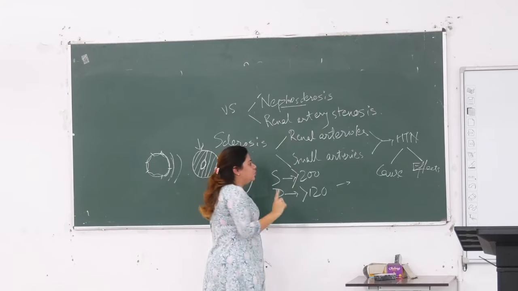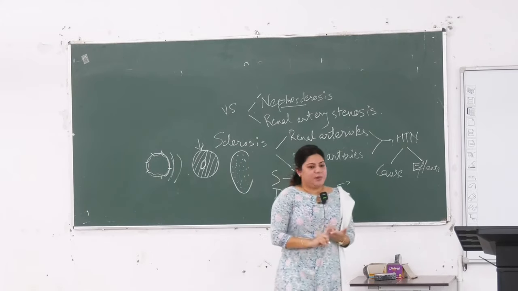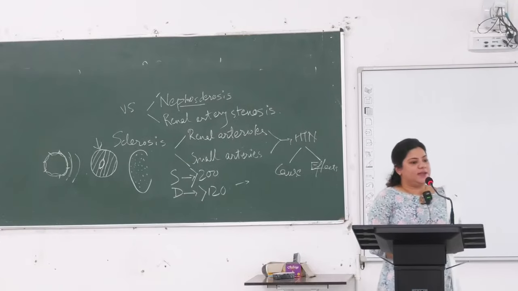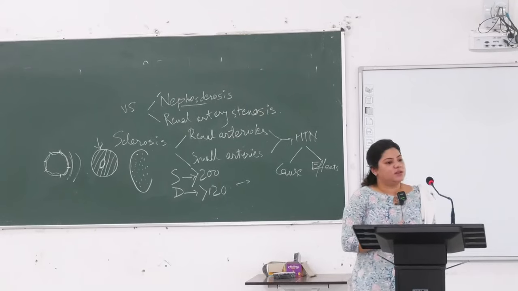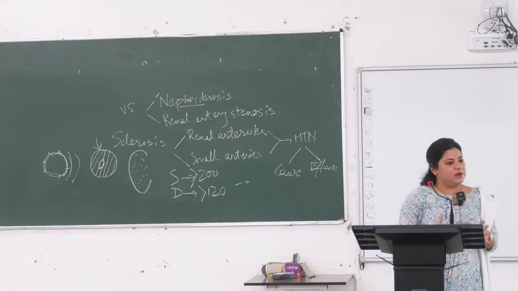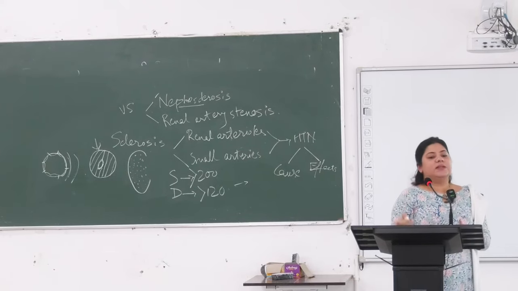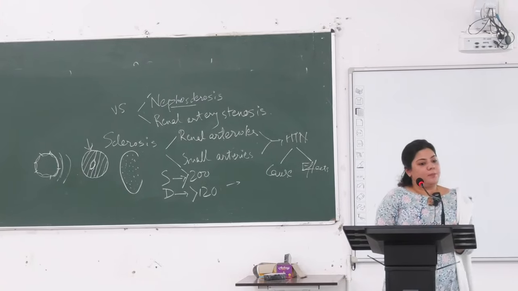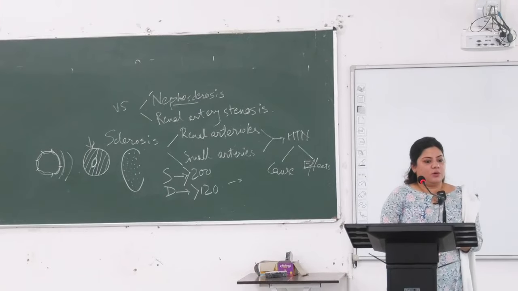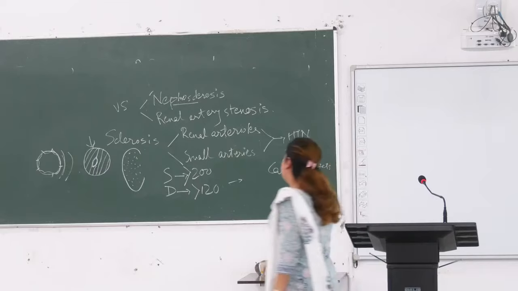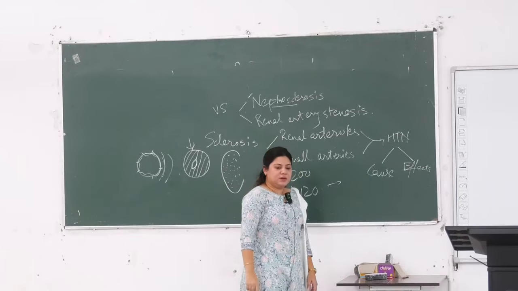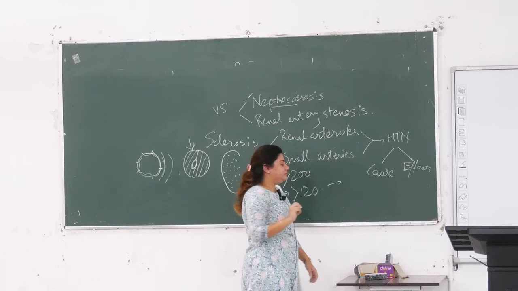But you will have to look for signs. Firstly, blood pressure is raised. Secondly, you have to look at their eyes. There will be small retinal hemorrhages because of malignant hypertension itself. Apart from that, very important, papilledema. There will be papilledema, retinal hemorrhages, neurological symptoms, and headaches.